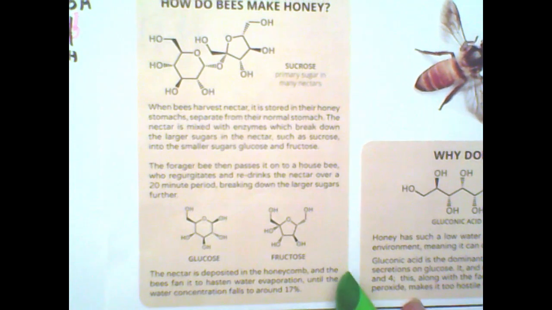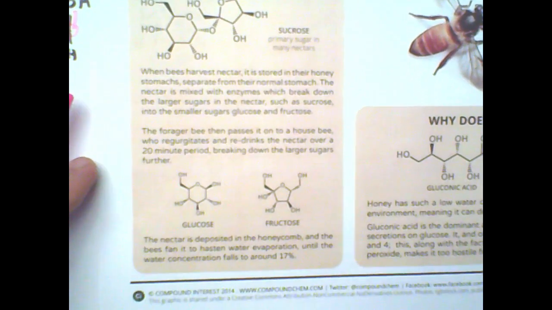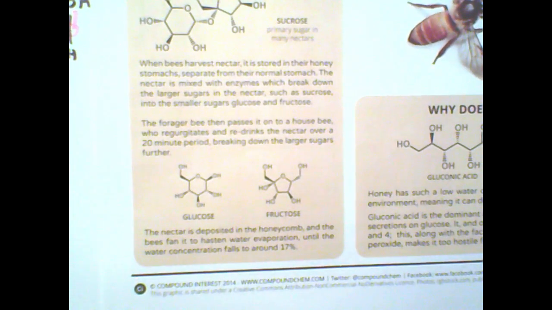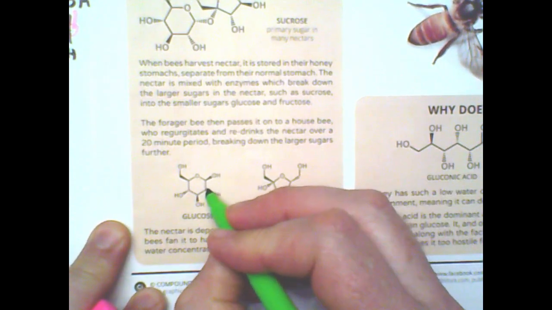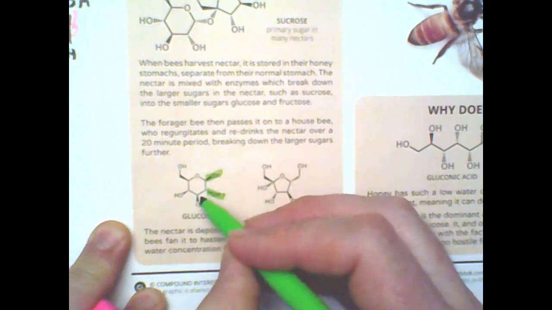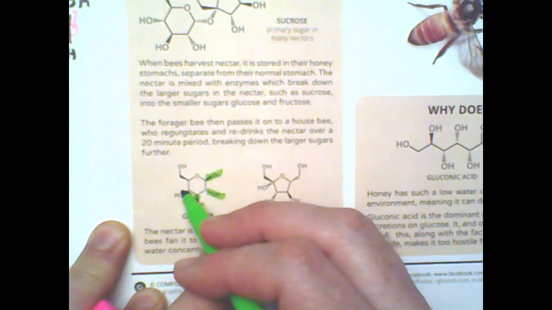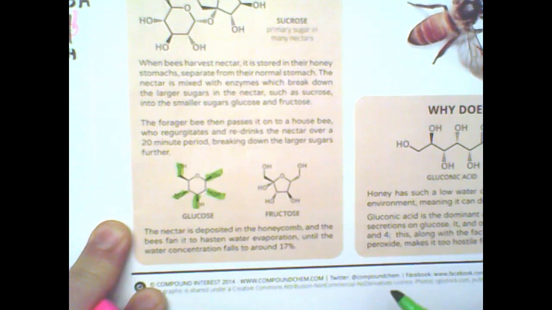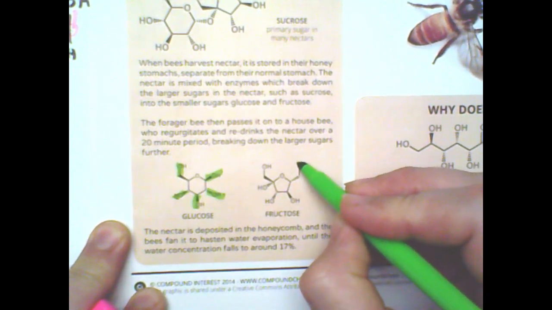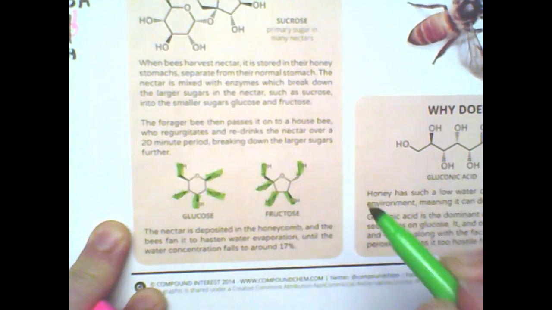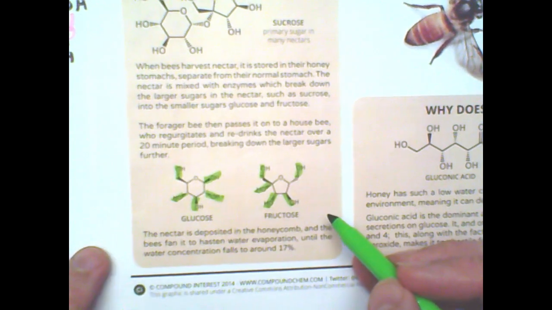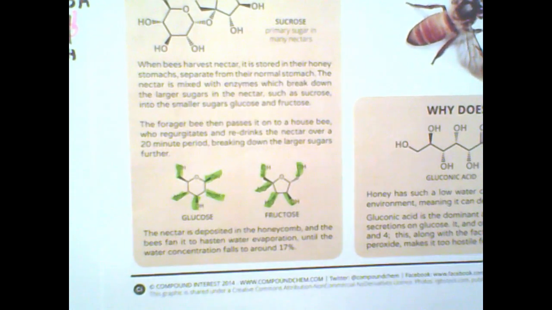Start down at the bottom with glucose and fructose. I'll mark the OHs. Five OHs on this 6-carbon sugar. On this hexose, the same with fructose. These are actually constitutional isomers of each other.